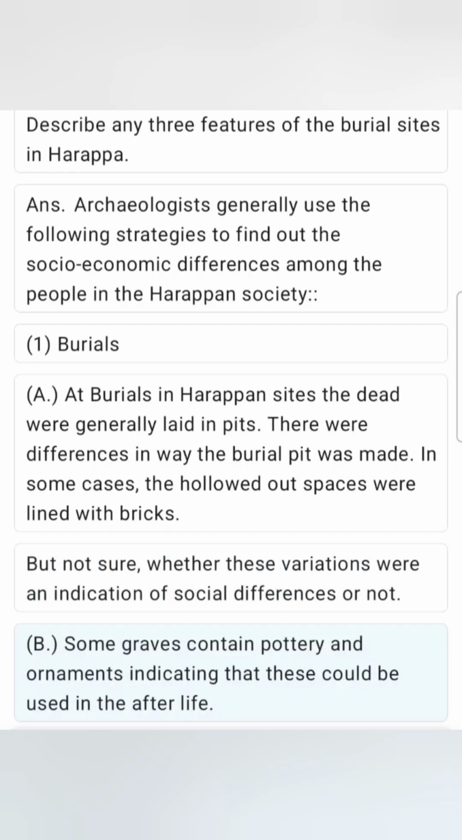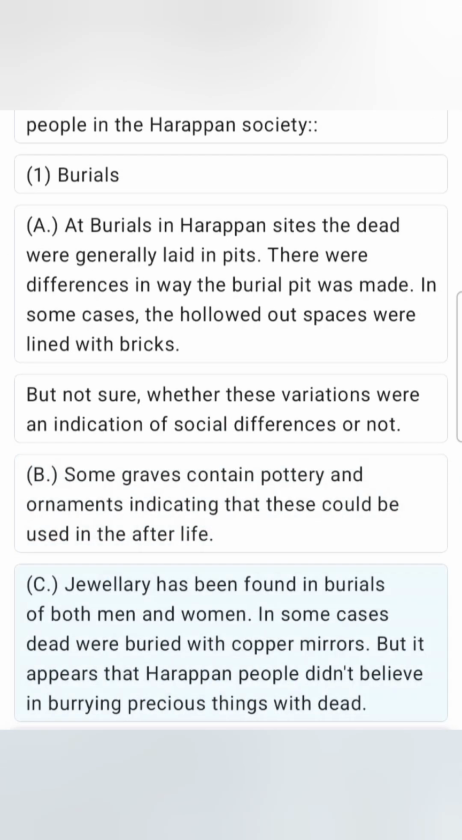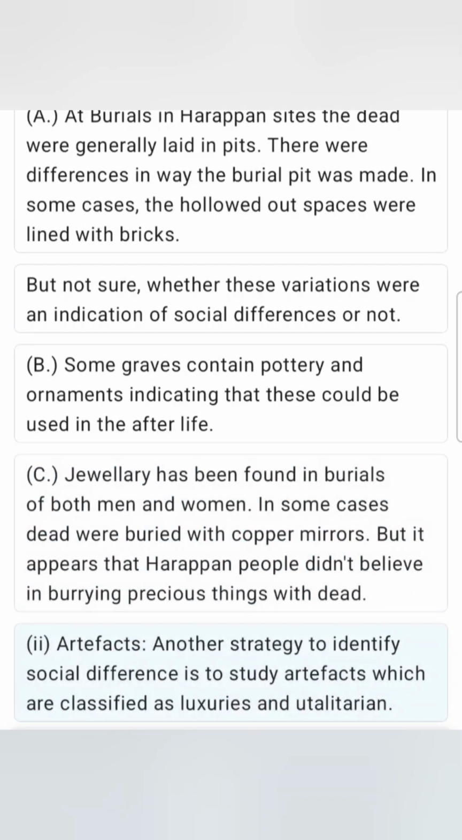B. Some graves contain pottery and ornaments indicating that these could be used in the afterlife. C. Jewelry has been found in burials of both men and women. D. In some cases, the dead were buried with copper mirrors, but it appears that Harappan people didn't believe in burying precious things with the dead.